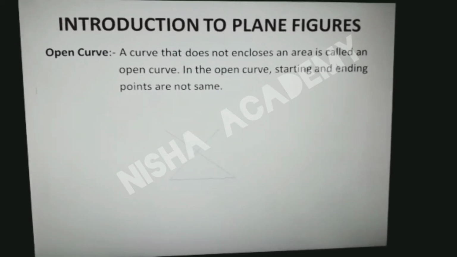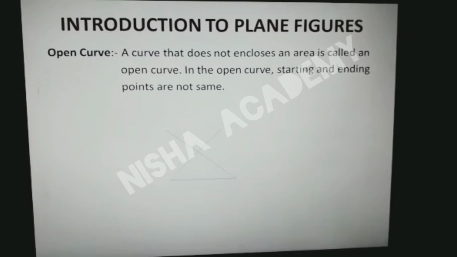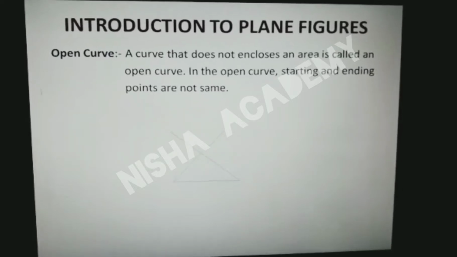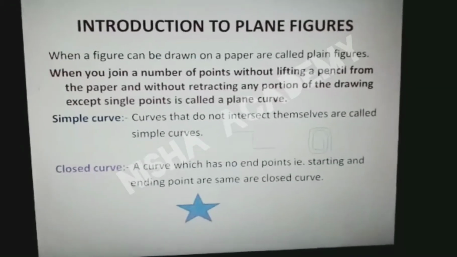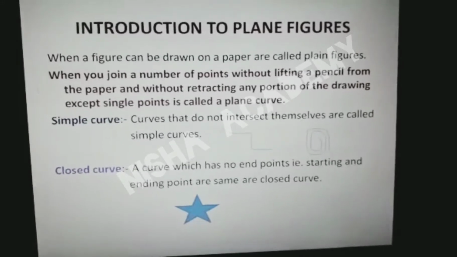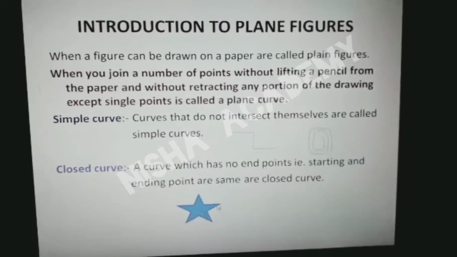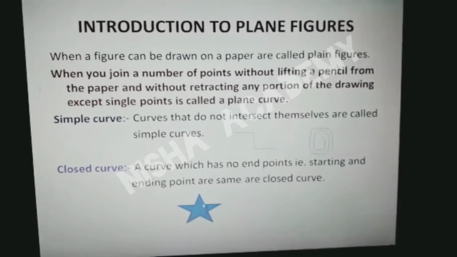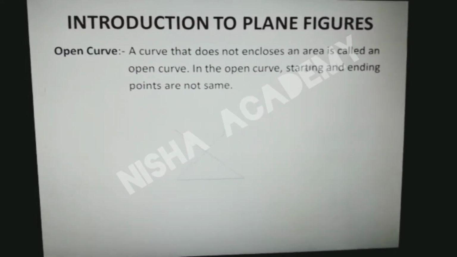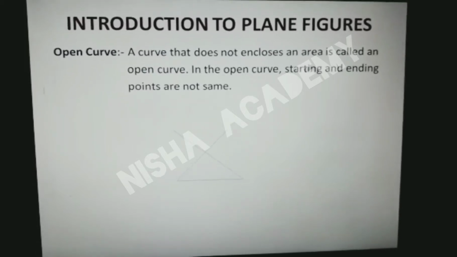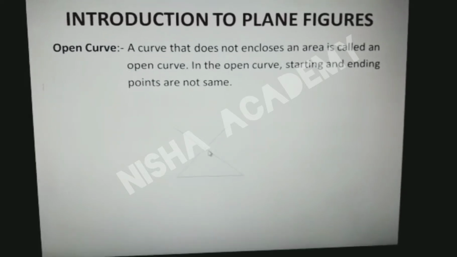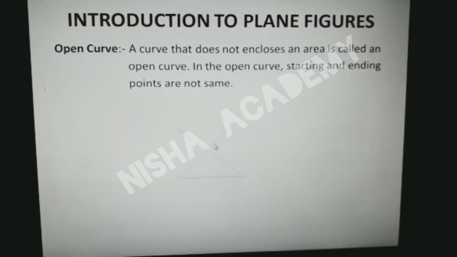So there are three curves: simple, closed and open. Simple curve means starting and ending points are not same, it is a curve that does not intersect itself. Any point does not meet with each other. Closed curve encloses a closed area and its starting and ending points are same. Same way in open curve, starting and ending points are not same and it does not enclose any area, but it can intersect itself. Like these two lines are intersecting each other at this point.